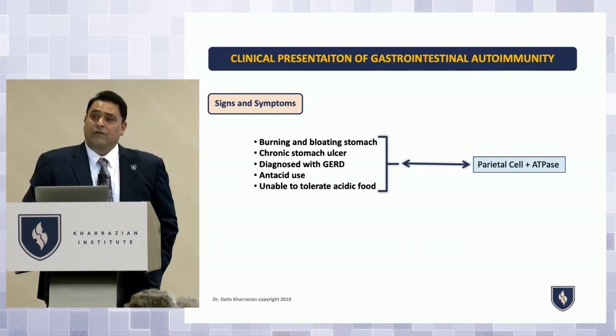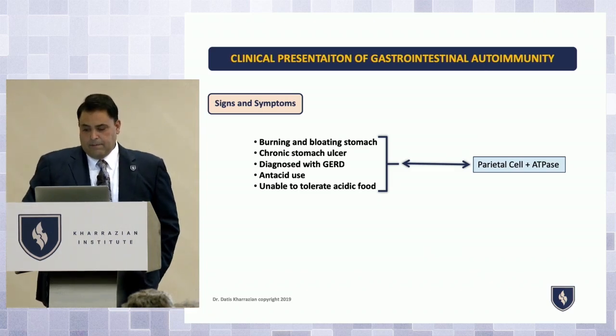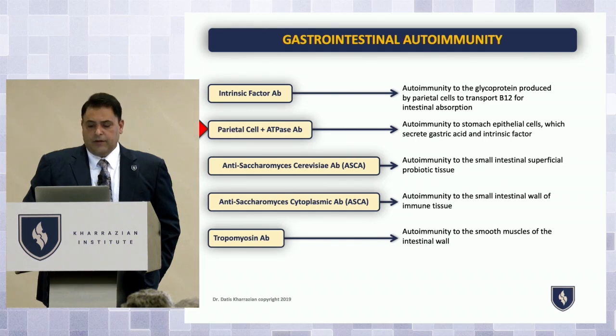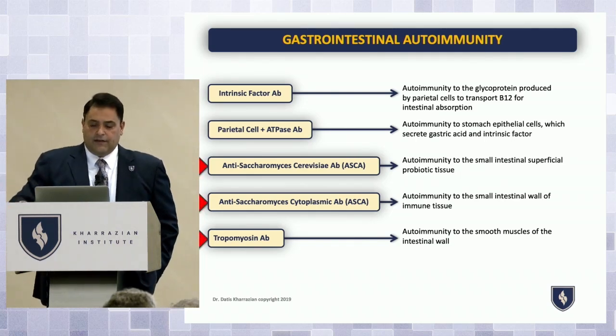So they're going to be unresponsive. They're going to need ongoing care. It's like survival. Okay. Now, the next three autoimmunities are autoimmunities against the intestinal tract itself.